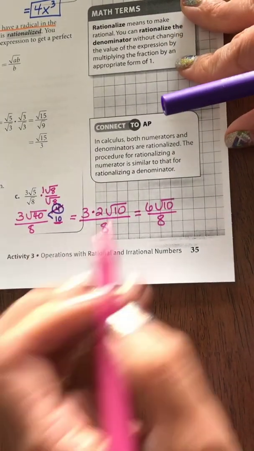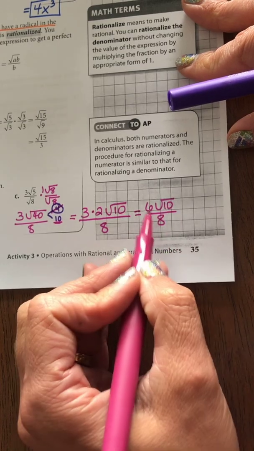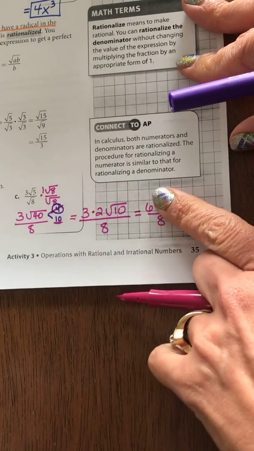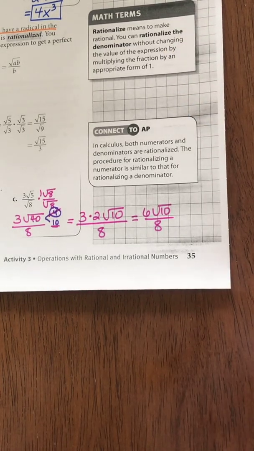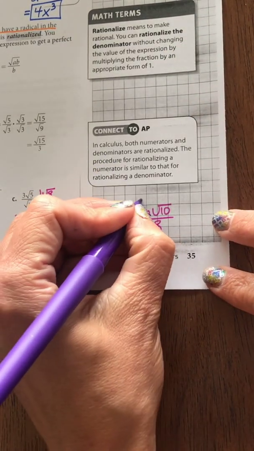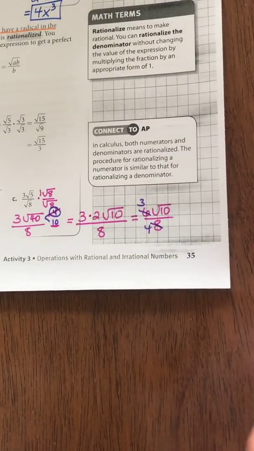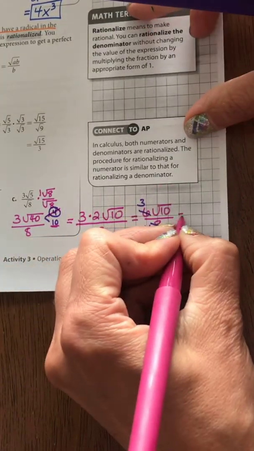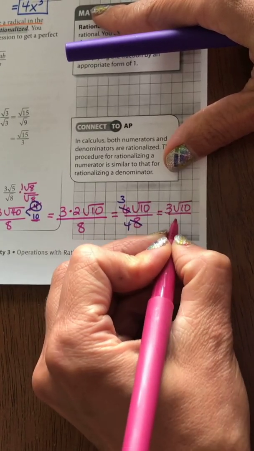And let's see. I know that I can't break down the number inside the radical anymore, but 6 over 8, if I just had 6/8, we could reduce that. So guess what? We can reduce that. 2 goes into 6 3 times. 2 goes into 8 4 times. So my final answer is 3 square root of 10 all over 4.